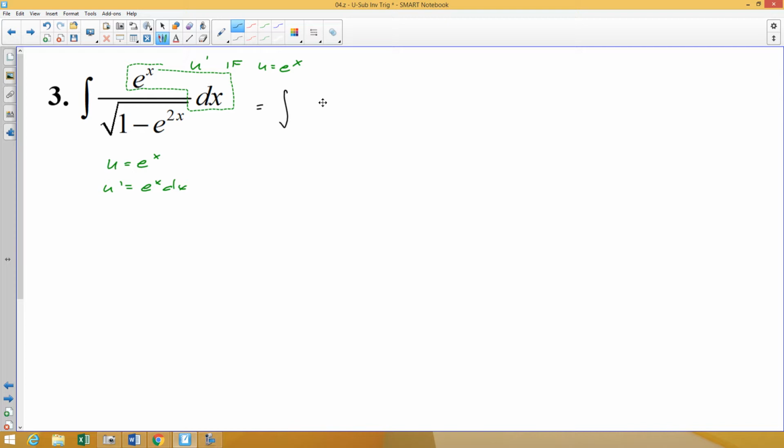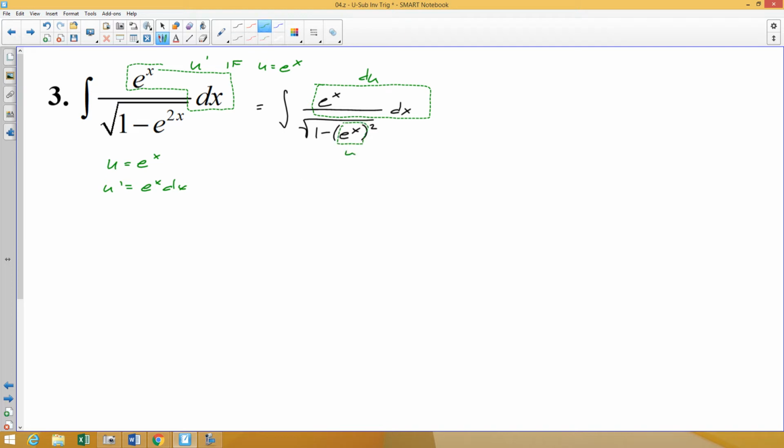So maybe I'm going to rewrite this as e to the x over the square root of 1 minus, and e to the 2x is the exact same thing as e to the x squared. So now when you look at the substitution, there's my u prime, there's my du, same thing as u prime du. Then on bottom, I have the square root of 1 minus e to the x squared, and e to the x, right there, is my u.